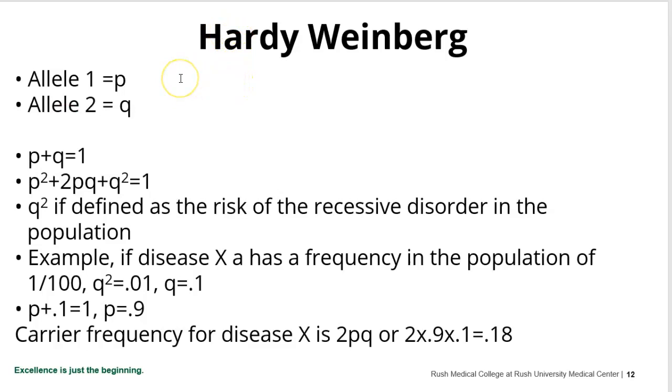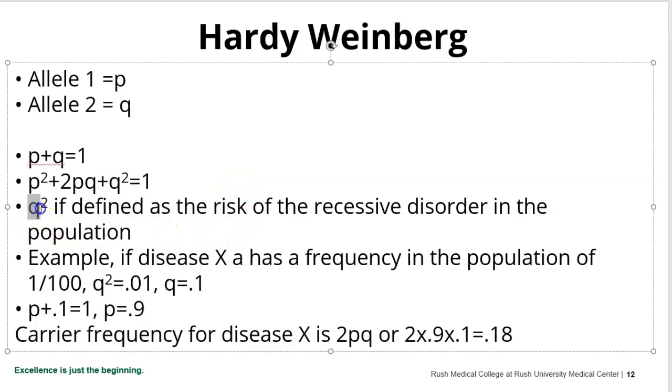So allele 1 is P and allele 2 is Q. P plus Q equals 1. P squared plus 2PQ plus Q squared equals 1. And the most important thing is that Q squared is the risk of the recessive disorder. So when they say something in the population is 1 in 50,000, they're talking about Q squared.